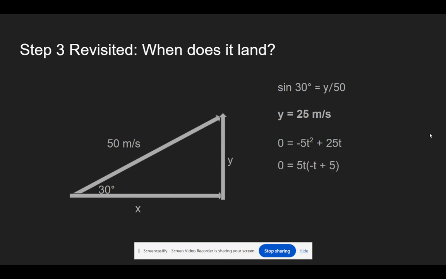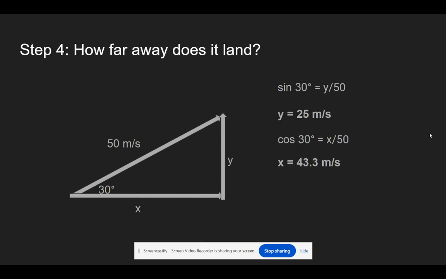We can solve that by factoring. Factoring out a 5t, 0 equals 5t times negative t plus 5. And then if we have two things that multiply to 0, it must be the case that one of those two things is 0. So either 5t is 0 or negative t plus 5 is 0. That tells us that t is 0 or t equals 5. t equals 0 was when it shot out of the cannon at the beginning. So while it is true that it was 0 at t equals 0, that's not actually useful for us for the question of when does it hit the ground. So our answer for when it hits the ground is t equals 5. It lands after 5 seconds.